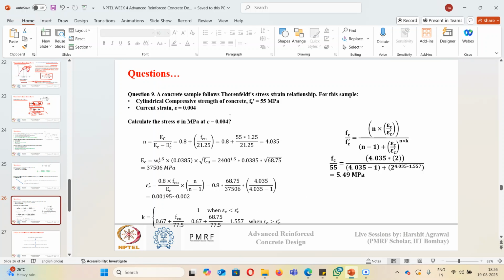If the strain value was 0.001 or 0.0015, then the k value that we would have taken would be 1, and the calculation would change accordingly. Any doubts in this calculation?